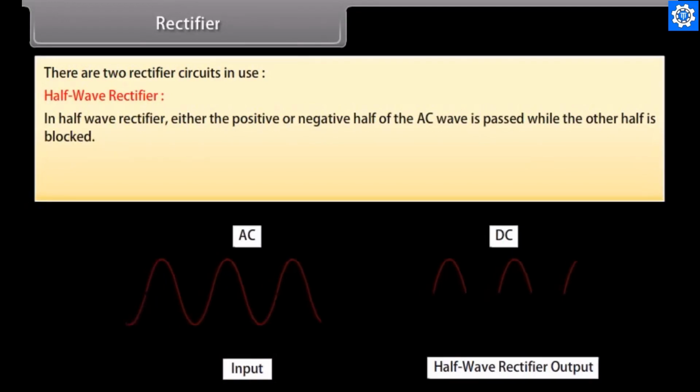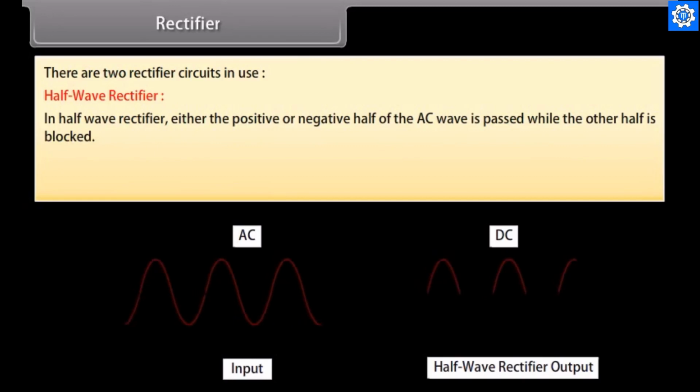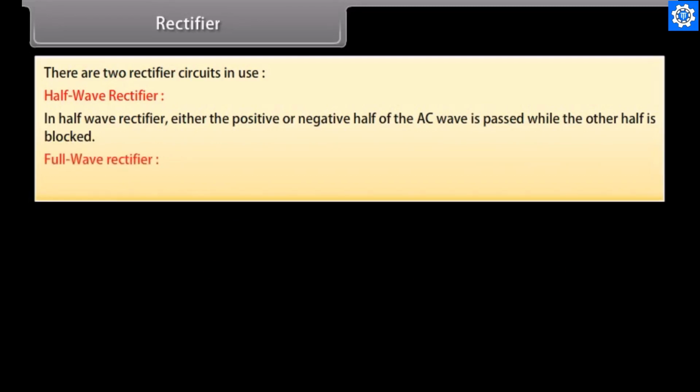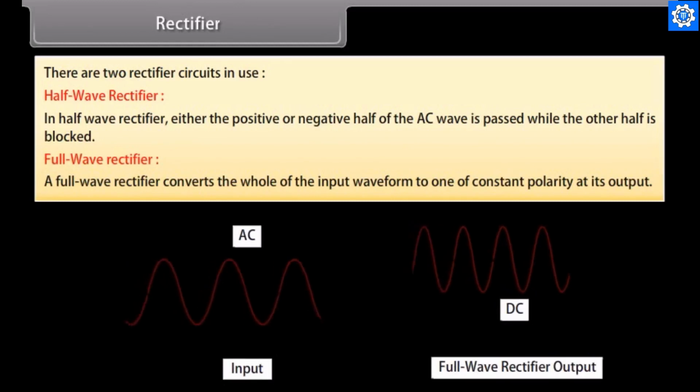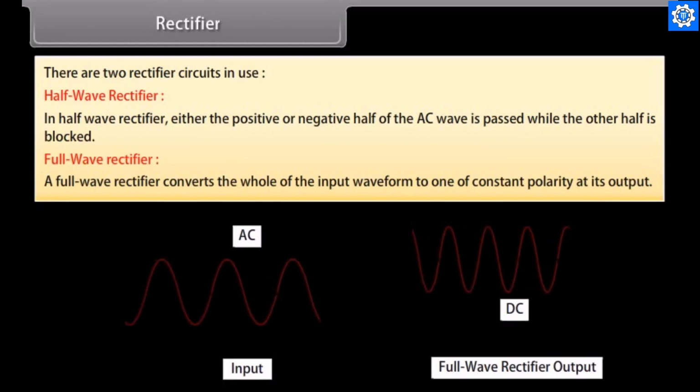There are two rectifier circuits in use. Half-wave rectifier: in a half-wave rectifier, either the positive or negative half of the AC wave is passed while the other half is blocked. Full-wave rectifier: a full-wave rectifier converts the whole of the input waveform to one of constant polarity at its output.